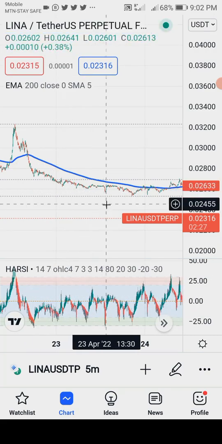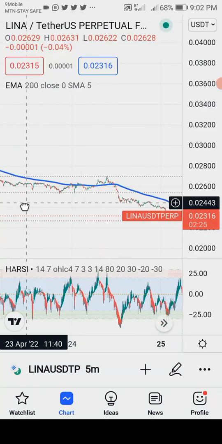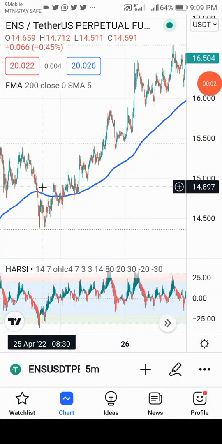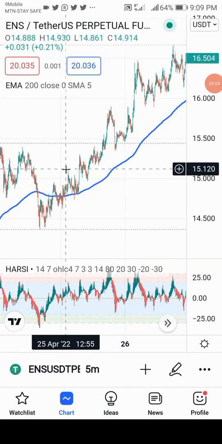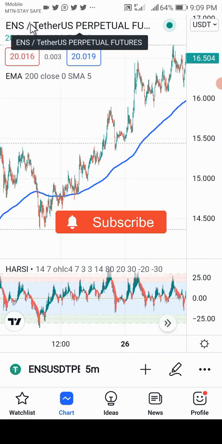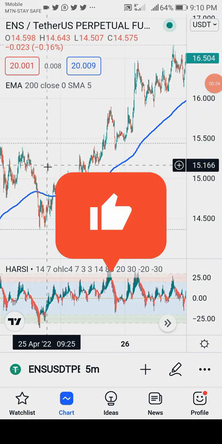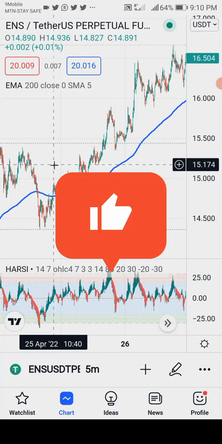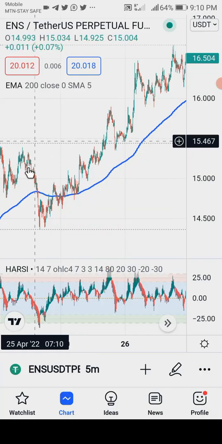Now you can see that the price is moving towards the down trade. Okay, this is the second example. In this example, we are going to be using the ENX versus the United States Tether perpetual. Like I told you, this method works best for day traders and scalpers.